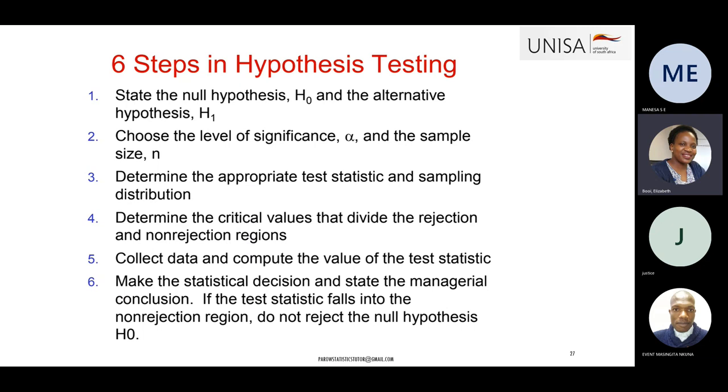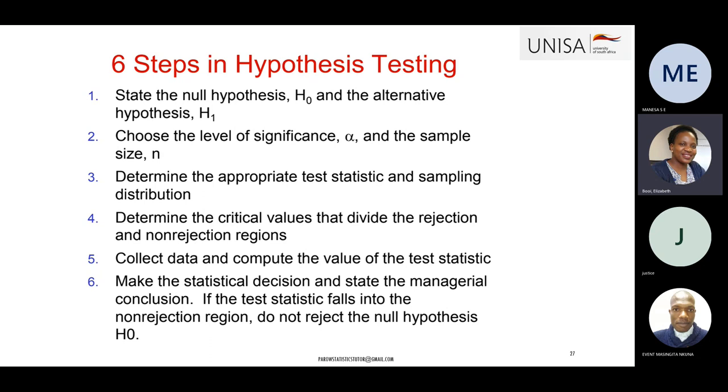You need to be able to identify your level of significance, your sample size, and probably identify what other things you are given, whether you're given the population mean, or you're given your p, so that if you are given x, you are able to calculate your sample proportion. Step number 3, you need to determine the type of test you're doing.